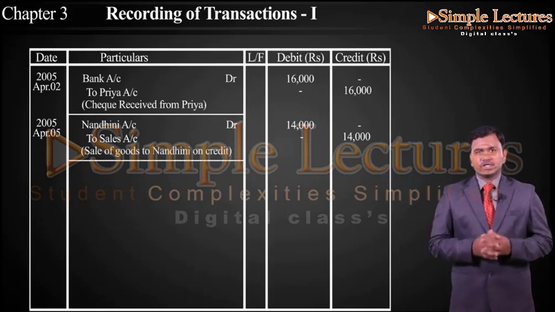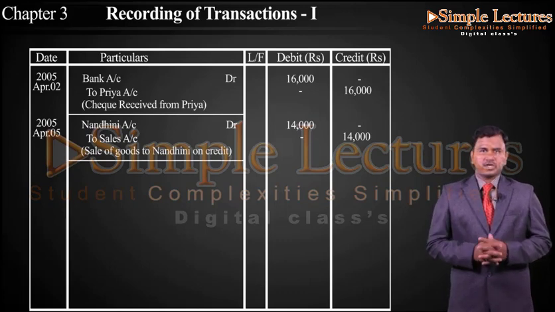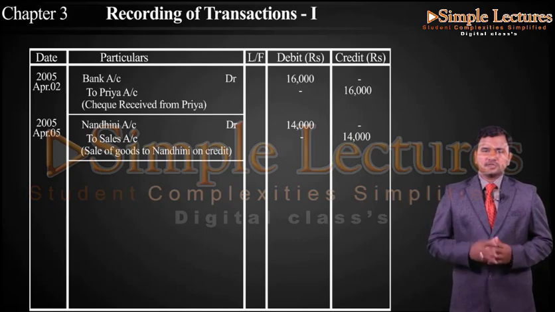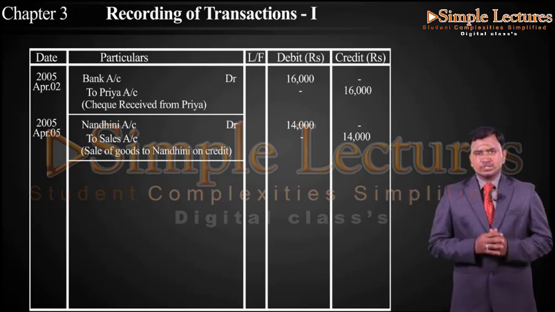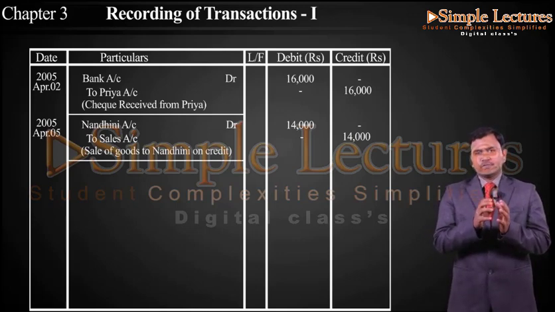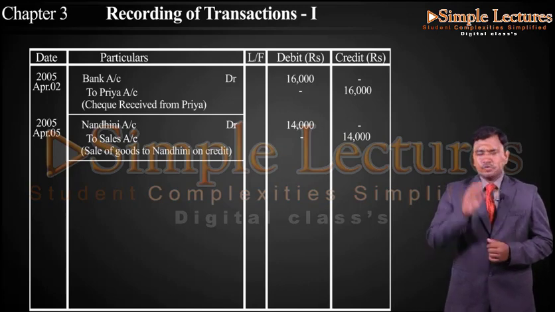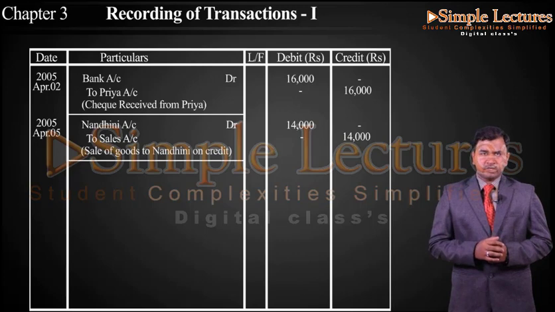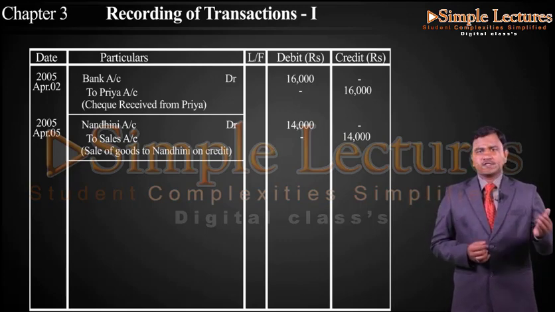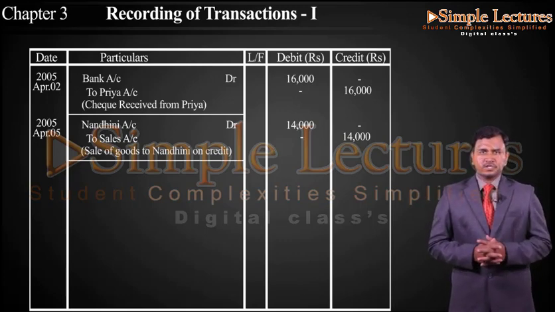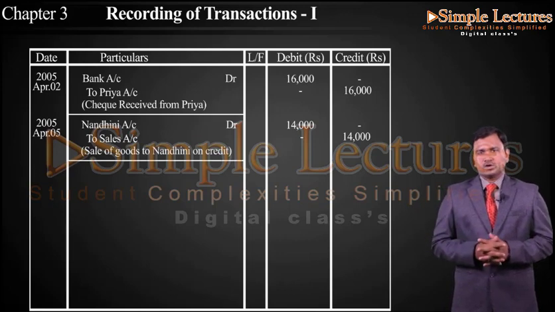So let us see the next transaction which we have on 8/4/2005. So where Nandini pays 14,000 cash. So when coming to this transaction, Nandini is paying 14,000. So here personal account takes place where debit the receiver, credit the giver. So giver is Nandini here, receiver is the organization.